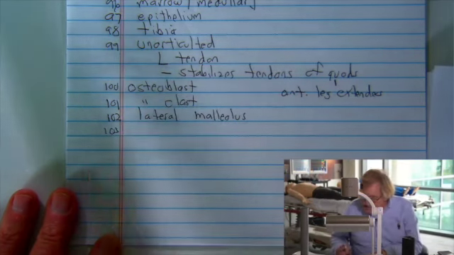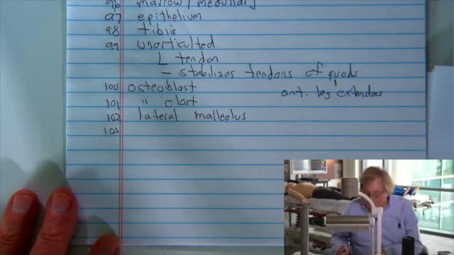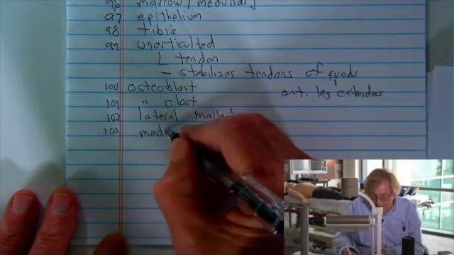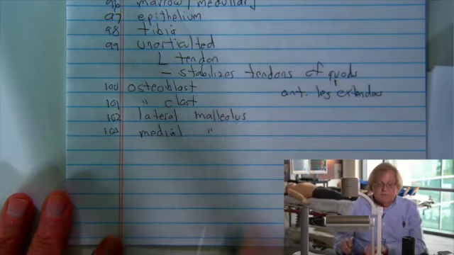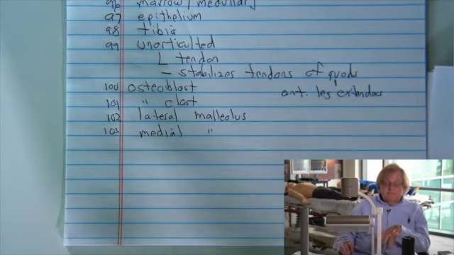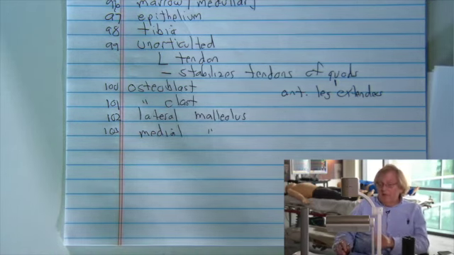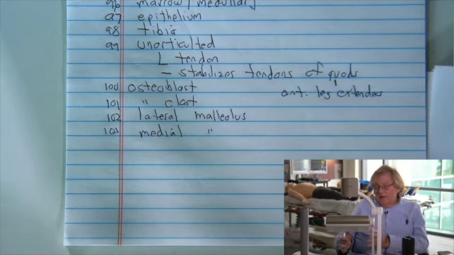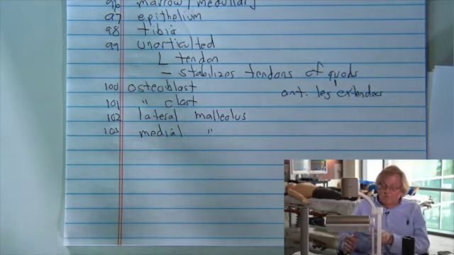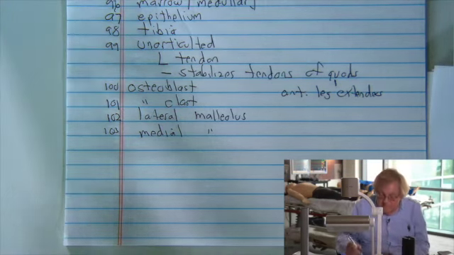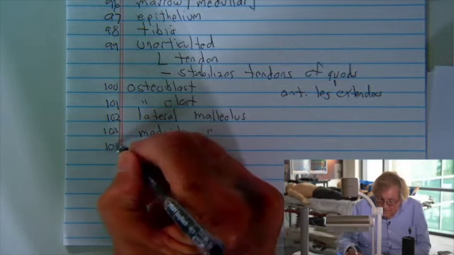103 says the medial ankle bump. Well, that's just a medial malleolus. So those actually are processes of the tibia and fibula. They are not actually ankle bones. They're ankle bumps, but they're not processes of the ankle bones or the tarsal bones. They're just processes of the tibia and fibula, which are the leg bones.